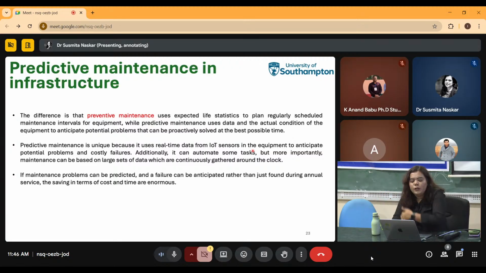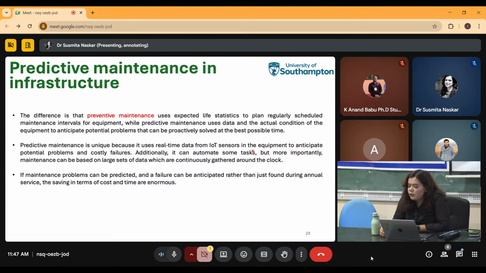So if you look into predictive maintenance, it also stands out because it leverages IoT sensors, which we are quite concerned about, and continuous data streams. And this real-time data allows the organization to detect potential problems and causes of failure before they happen. Beyond that, predictive maintenance can also automate tasks. It can make decisions based on large, continuously gathered data sets, something preventive maintenance cannot achieve over time, okay? So as I said, the advantage of predictive maintenance is very clear when problems can be predicted and failures anticipated rather than discovered during a routine inspection period.